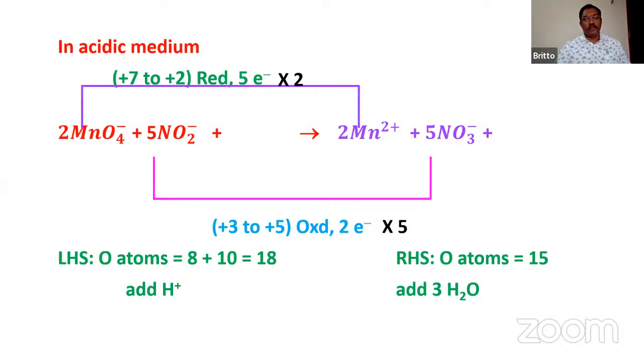Okay, so we did it. MnO4- multiplied by 2, Mn2+ multiplied by 2, NO2- multiplied by 5, NO3- multiplied by 5. Now we have to calculate the number of oxygen atoms on the left side and the right side.